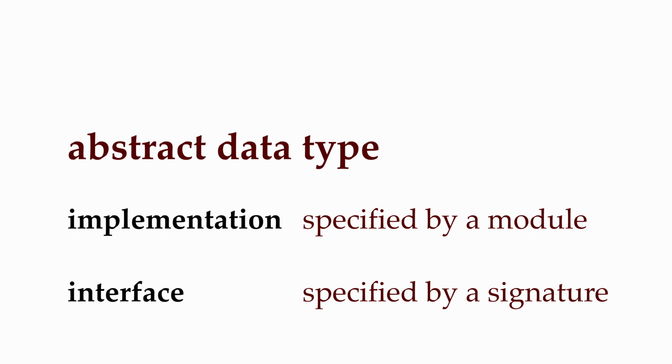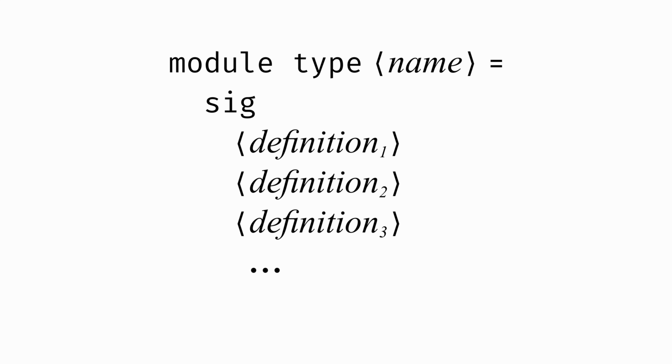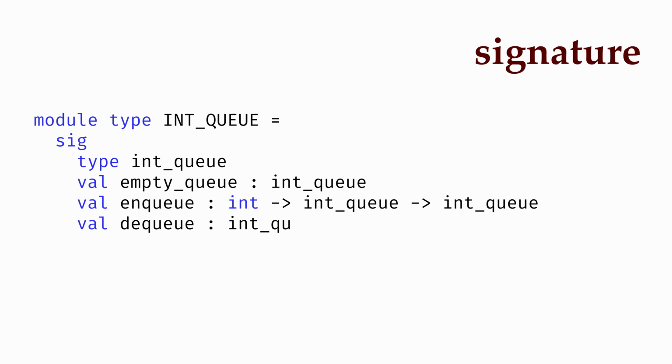The notation for signatures looks similar to the notation for modules. A signature begins with module type, followed by the signature name. Then we start the definition of the signature with the keyword sig, followed by the definitions of the values and types in the signature, and then the keyword end. So here's what a module signature for integer q's might look like. We define the signature INT_Q, using all capital letters by convention for signatures. Following the sig keyword, we'll specify that the signature for this module includes a type int q, a value empty q whose type is int q, and functions enqueue and dequeue.